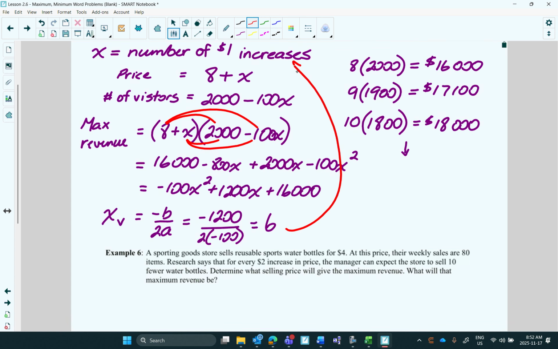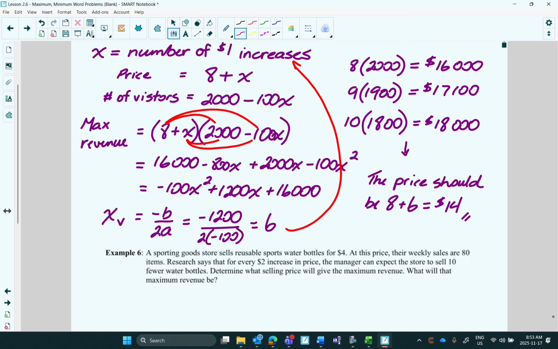That means if we do 6 $1 increases, that will give us the maximum sales. Anything past 6, the sales will start to come down. So the price should be what? How much should we charge? 14. Yeah. Price should be the original 8 plus 6 $1 increases. We should charge $14. Yes, we'll lose visitors, but it's about sales.